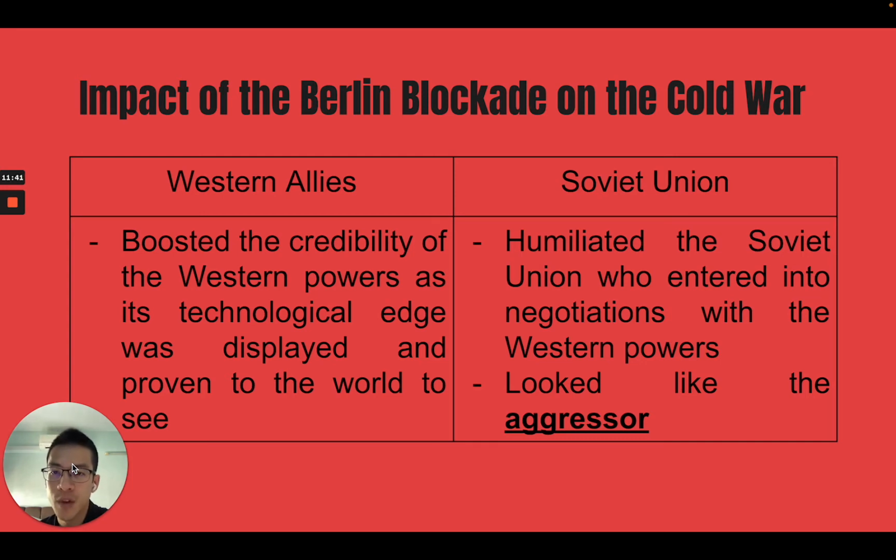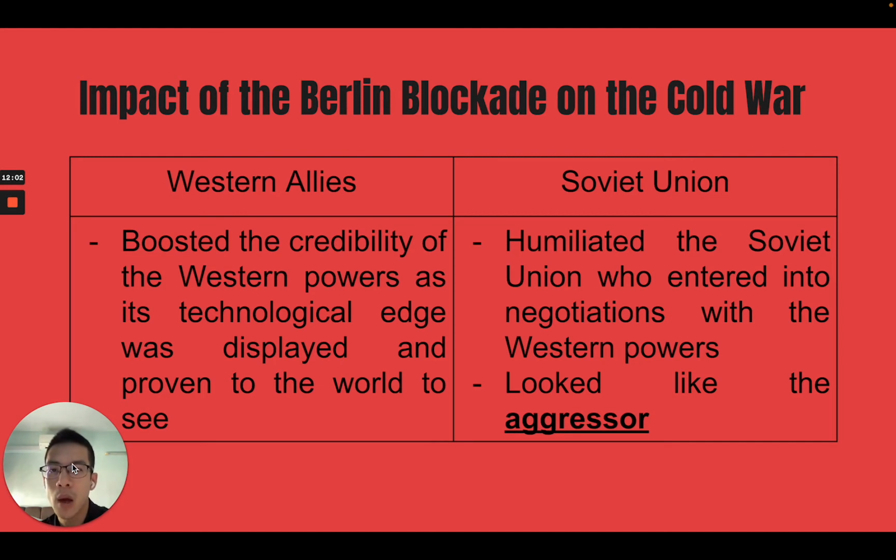Okay. The second thing is that it boosted their credibility. It showed that they were willing to stand up to a dictator when it came to it. Unlike what they saw earlier in the World War, when, for example, people like Neville Chamberlain would choose to appease Hitler, which is to let him do what he wants. Over here in the Berlin blockade, it's very clear they're confronting Stalin and not allowing him to get what he wants.